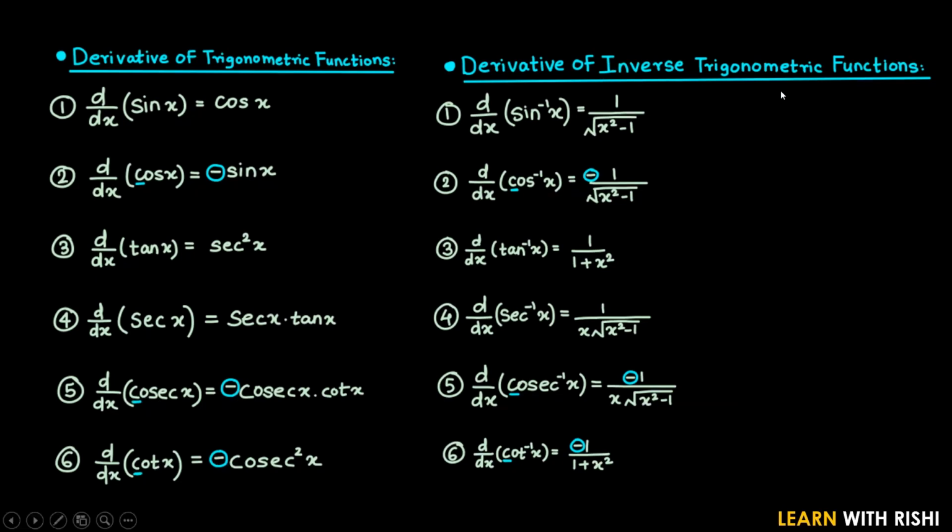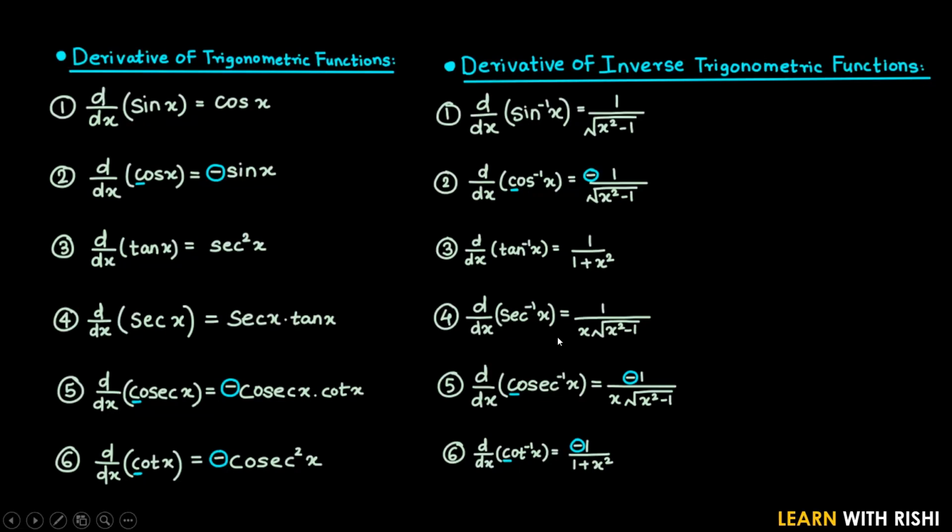Derivative of inverse trigonometric functions. So sine inverse and cos inverse have the same derivative. The only difference is sine inverse x is positive 1 upon under root 1 minus x square, in cos inverse, we have negative 1 upon under root 1 minus x square. In tan inverse, we have derivative of 1 upon 1 plus x square. Same for cot inverse. Here we have minus 1 upon 1 plus x square.